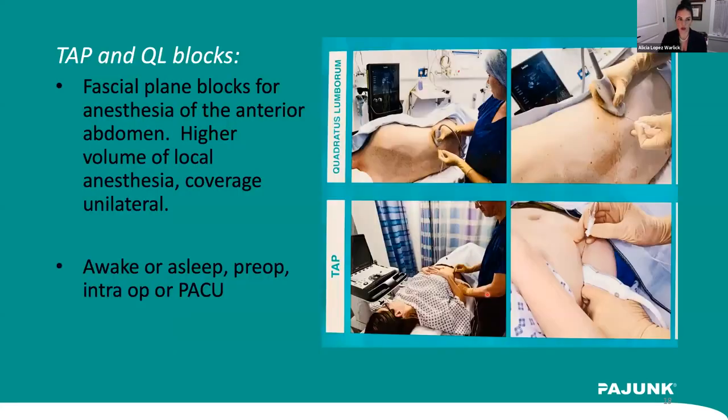So TAP and QL, what does that look like and why should we be doing this? And what are they? TAP and QL blocks are, again, fascial plane blocks used for the anesthesia of the anterior abdomen. So these are also blocks that use a higher volume of local anesthesia for unilateral coverage, all right? You can do these blocks just like the PEX blocks. You can do them awake or asleep.